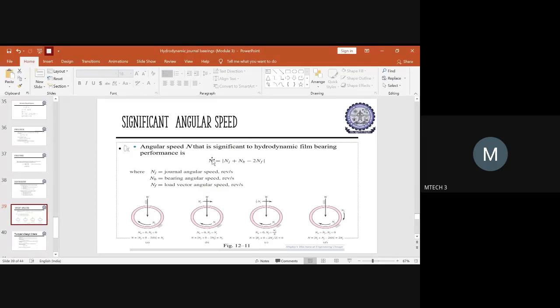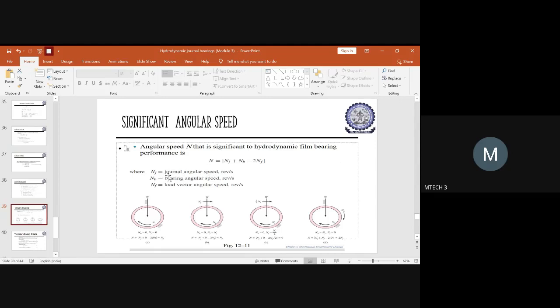If you want to know the angular speed N, it will be obtained by this equation. N equals N suffix j plus N suffix b minus 2 into N suffix f. So what do these values mean? N suffix j will give you the journal angular speed.